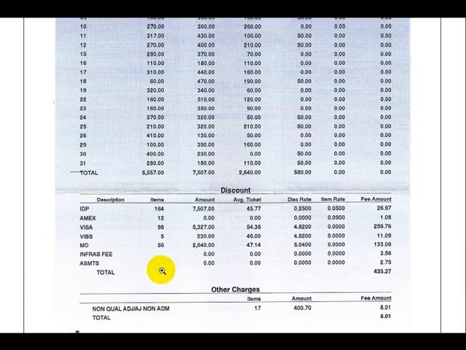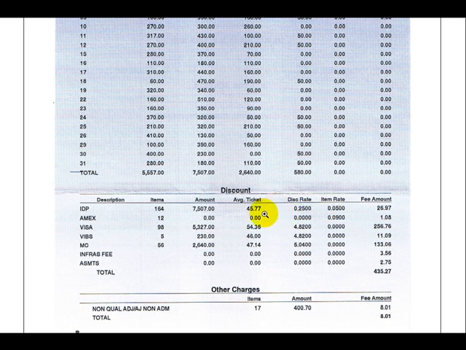Okay, here's the other statement that I've pulled up, and you're going to see here the IDP. That's their debit transactions, any of the bank cards. They did 164 transactions at $7,500. Average ticket was 45. And this is one of these weird scenarios where they decide to charge a discount rate on the debit and give a low item rate or per transaction rate. So it's only 5 cents per transaction, but it's a quarter of 1% on the business volume, which rarely works out, and you're going to see why that doesn't usually work out.